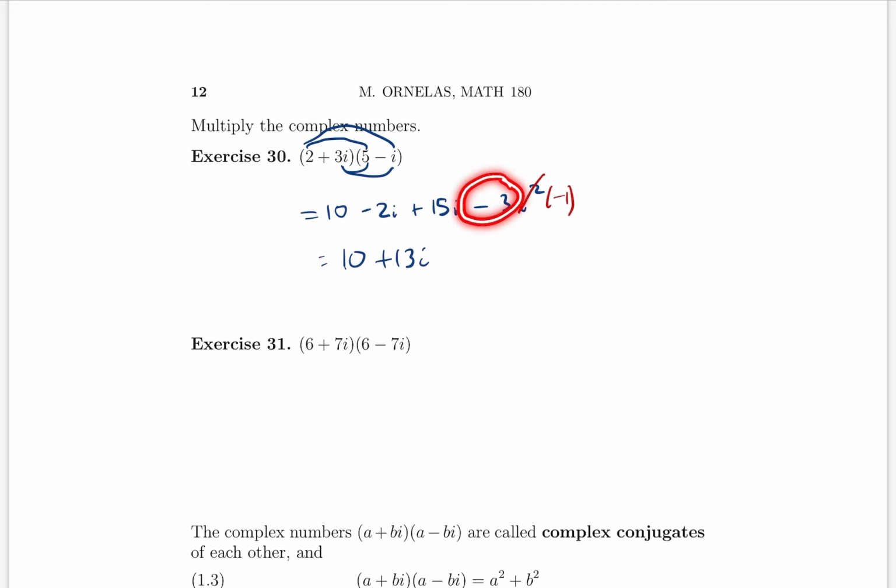And here you have a -3 times a -1, which is a +3. And now we can combine like terms. 13 plus 13i is our final answer.